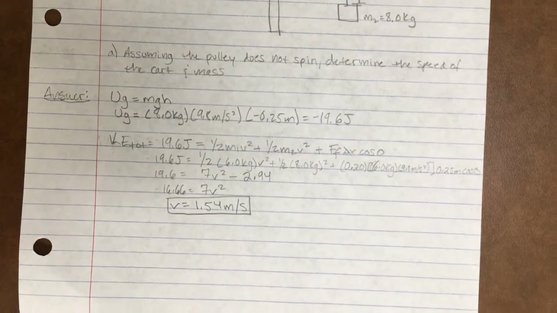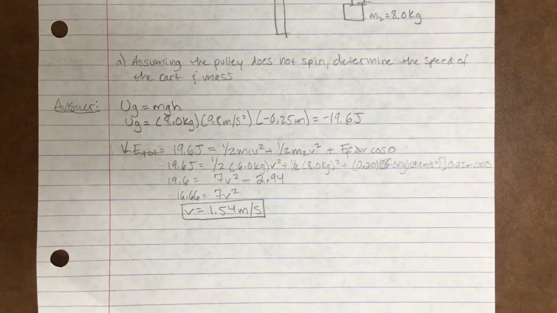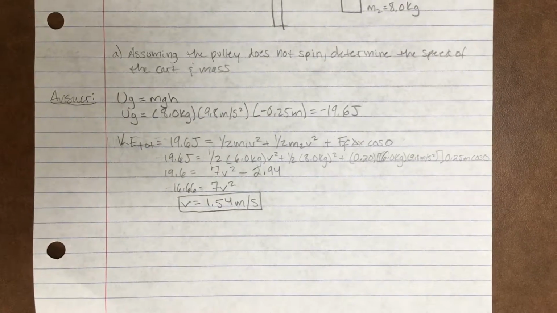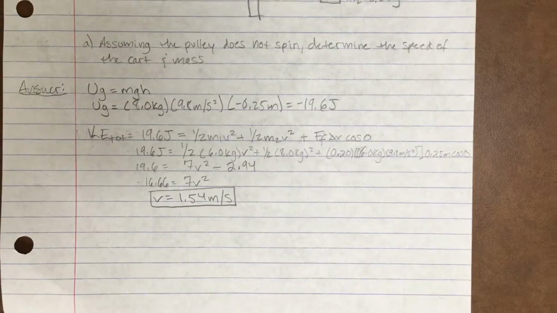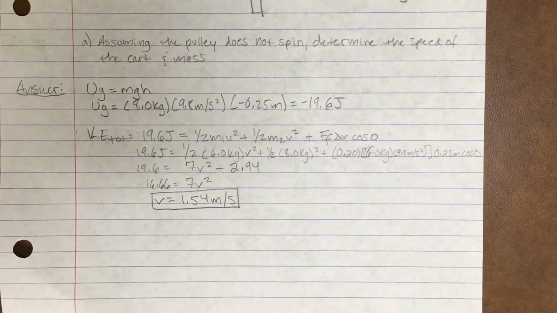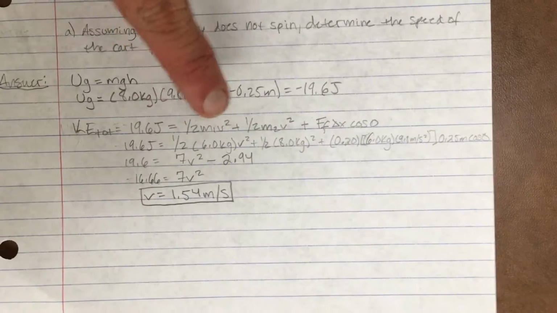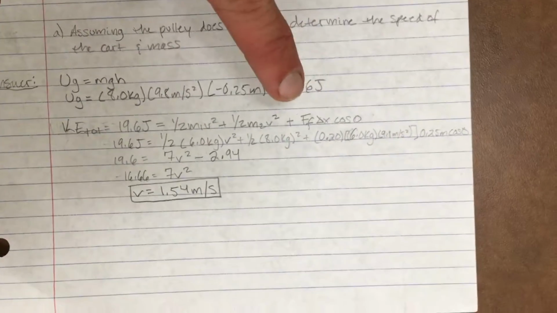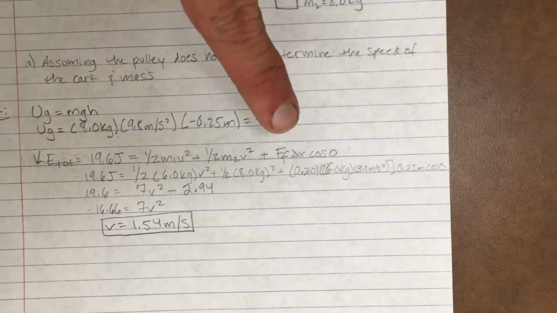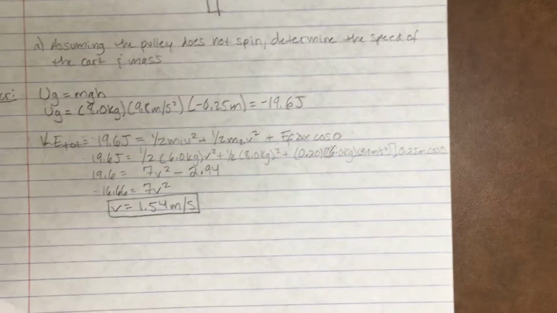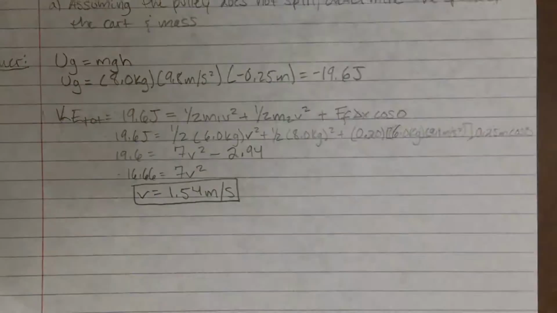Part A asks, assuming the pulley does not spin, determine the speed of the cart and mass. First, to solve this, we calculated the gravitational potential energy. This negative 19.6 joules is also the total amount of energy in the system, which is then converted into kinetic energy of the cart and the hanging mass, but you also must account for the energy lost to the friction due to the cart on the track. We solved for v and obtained 1.54 meters per second.